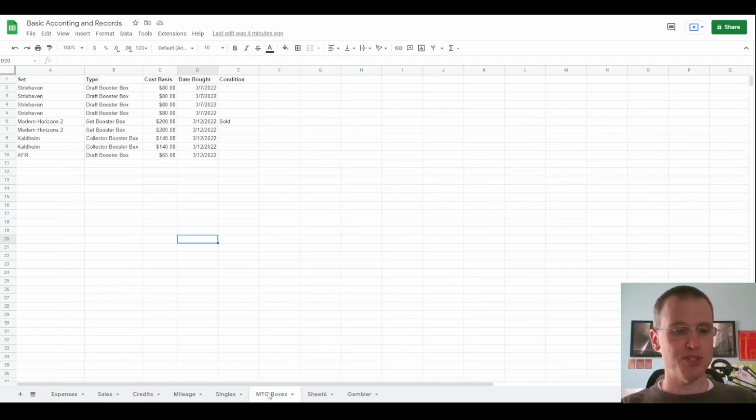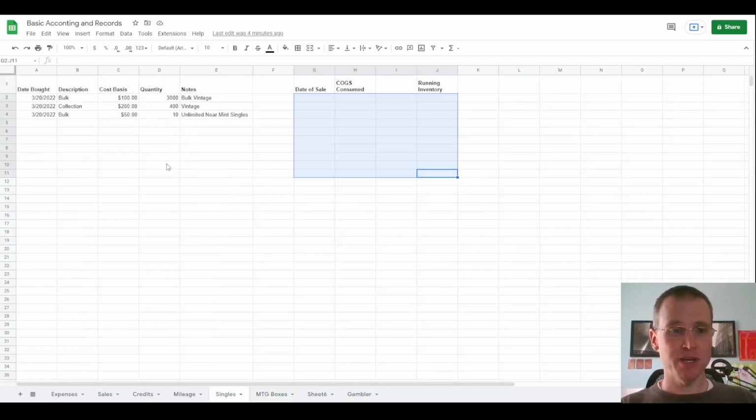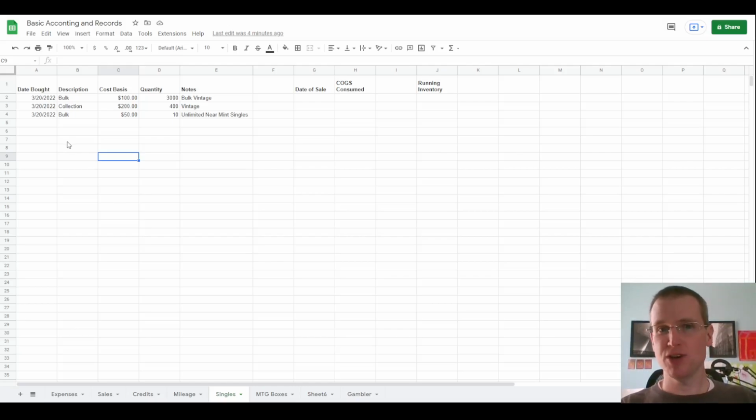So now, just the same as we had this sheet for tracking our Magic sealed boxes, we're going to have a sheet for tracking singles. And the way I do this on my real spreadsheet is whether I am buying a near mint Kurse scroll or I'm buying an 8,000 card box of pre-modern commons off of eBay, they all go on this sheet together.